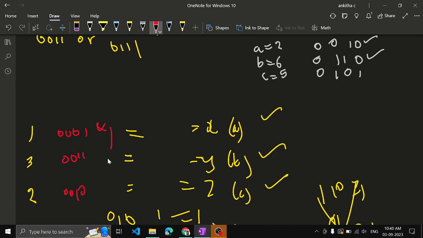So if you do AND with 1, AND with 1, AND with 1, then 1 and 1 will give you 1, 1 and 1 will give you 1, and 0 and 1 will give you, oh sorry, I made a mistake, 0 and 1 will give you 0. This means the least significant bits in 1 and 3 are 1, but in 2 it is 0.